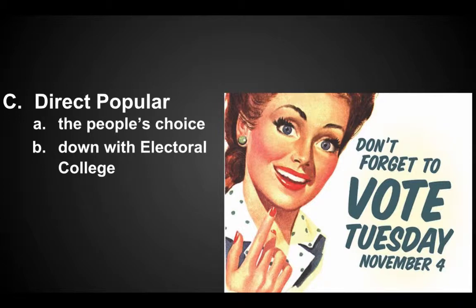Third, would require getting rid of the Electoral College entirely, and instead just make it a popular vote in the country, where it is strictly the people's choice, and the person who wins the most popular votes in the election wins the presidential election.